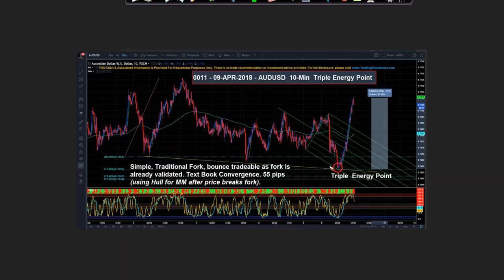First of all, swing low to swing high, back to a previous swing high. That's a traditional fork. It's set from the get-go. I can trade it from the get-go. Meaning, from right here, I can trade this fork. So we have the green line.